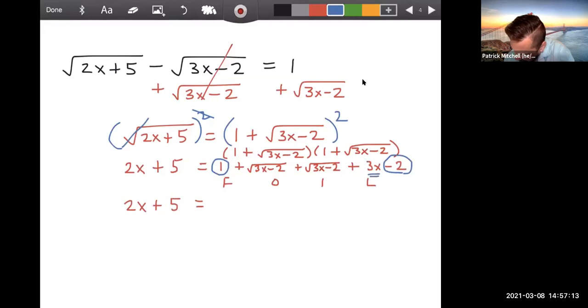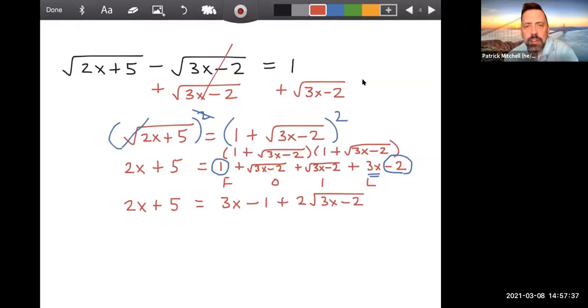And we have the 3x. So let's write that as 3x minus 1. 1 minus 2 is negative 1, right? And then when I combine those two radicals together, the square root plus the square root is 2 times the square root. So that would be 2 square root 3x minus 2.